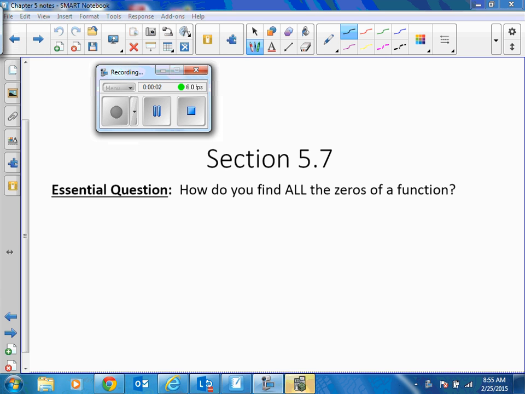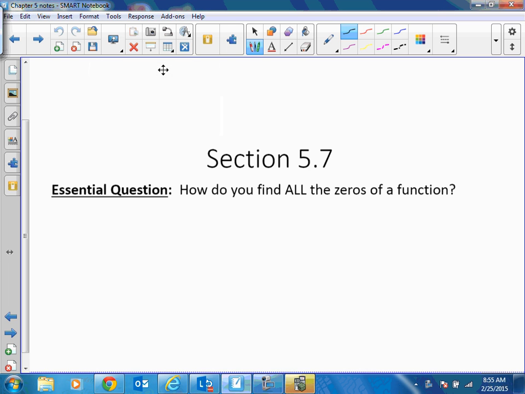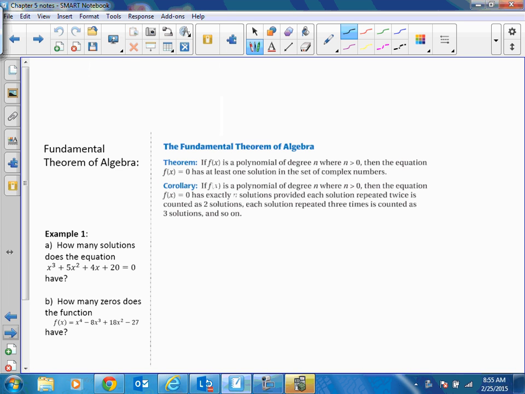All right, section 5.7, essential question: how do you find all the zeros of a function? In the last section we found all the real zeros, the rational zeros. Now we're going to find all the irrational zeros and complex zeros, and also talk about multiplicity of zeros.